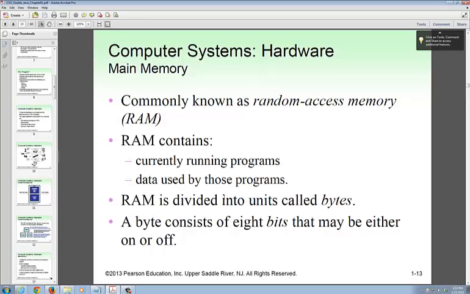Let's focus on the main memory. This is the RAM, random access memory. If you look at your system tray in the bottom right corner of your monitor, or your taskbar at the bottom, it shows you the things that are running in your RAM, what is actually being run while your computer is running. The RAM is divided into units called bytes. One byte is equal to 8 bits. I'd like for you to know that as well.